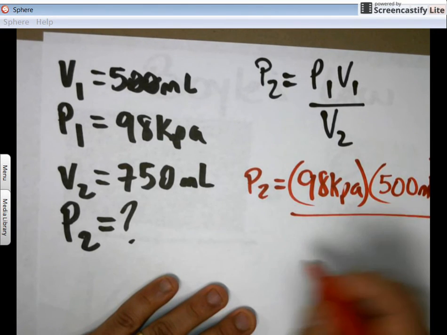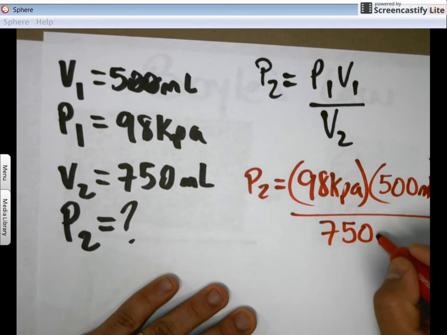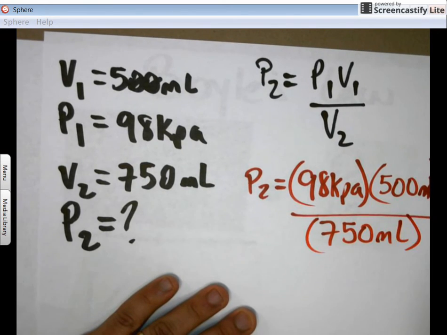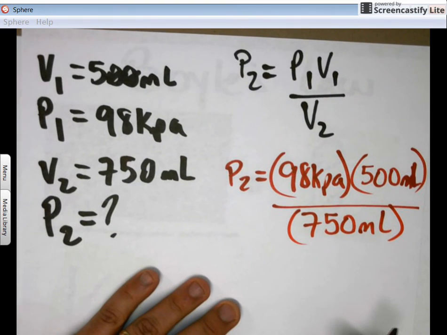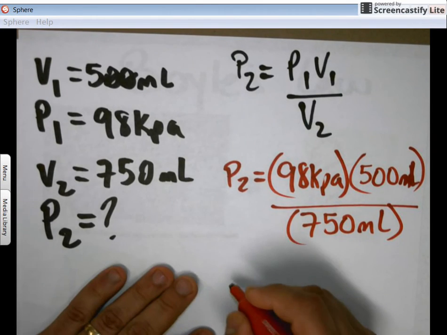And V2 goes on the bottom, and I look over at my little chart, 750 milliliters. All right, that's my setup. You got to work them that way. I got to see the units in your work. And then when you plug this in, you get 65.3.